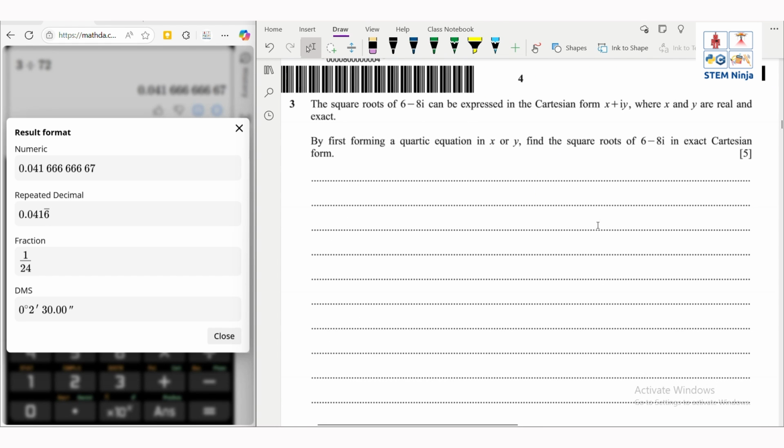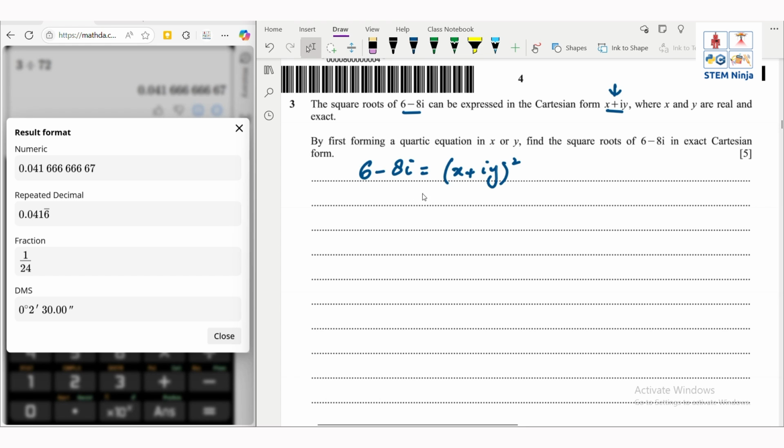Alright, the square roots of 6 minus 8i can be expressed in the Cartesian form x plus iy, where x and y are real and exact. By first forming a quartic equation in x or y, find the square roots of 6 minus 8i in exact Cartesian form. So we know, since we're talking about the square roots of 6 minus 8i, that means the square of the square roots will be back to 6 minus 8i. So this means that 6 minus 8i can be written as the square of x plus iy.